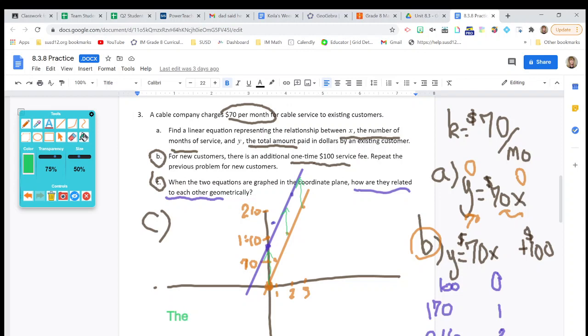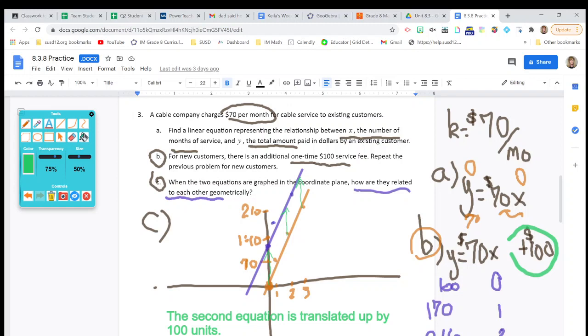Let me type it in. The second equation is translated up by 100 units. That's right, the purple line is translated up by 100 units. And how do I know it's 100 units? That's what our equation says, plus 100. Everywhere on the line is plus 100.